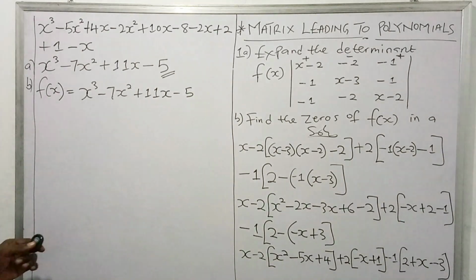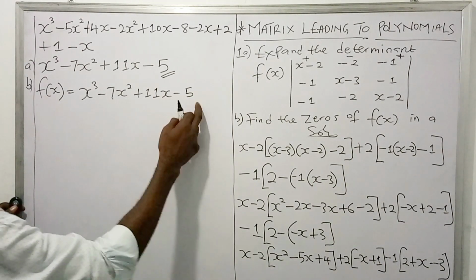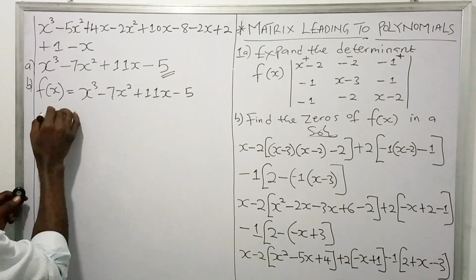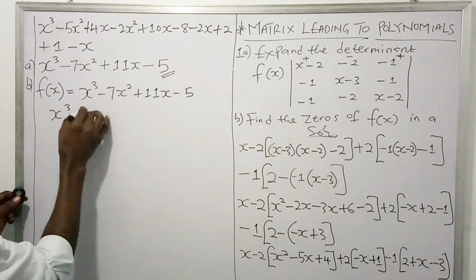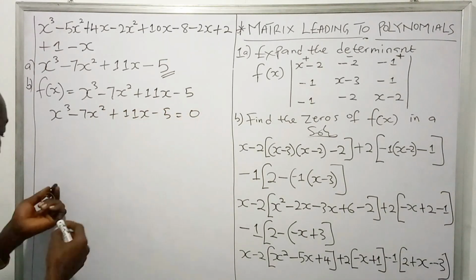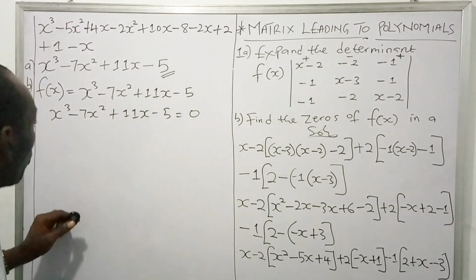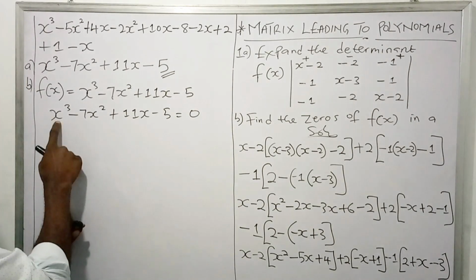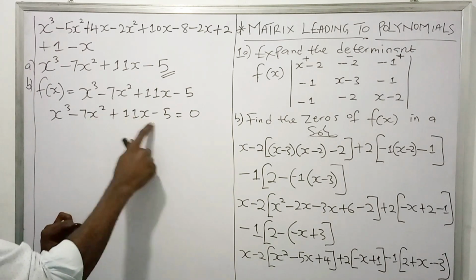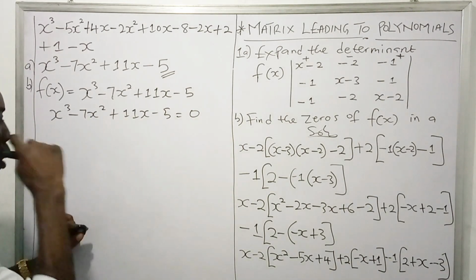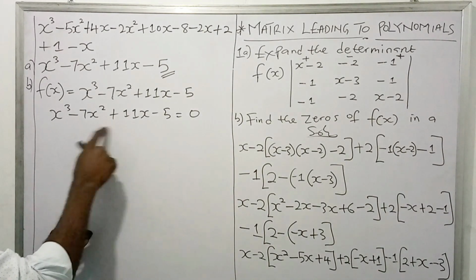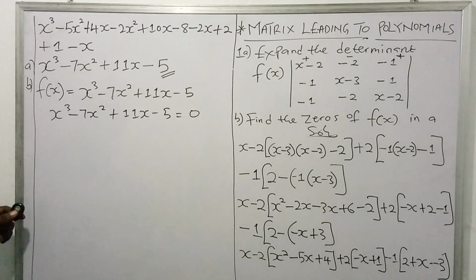Now, if we're asked to find the zero of this, that means we're going to equate this to 0. If we equate s cubed minus 7s squared plus 11s minus 5 to 0, we're going to look for the value of s. We're going to substitute s with the number that will make this equation equal to 0. That will end up giving us one of the factors of this expression.